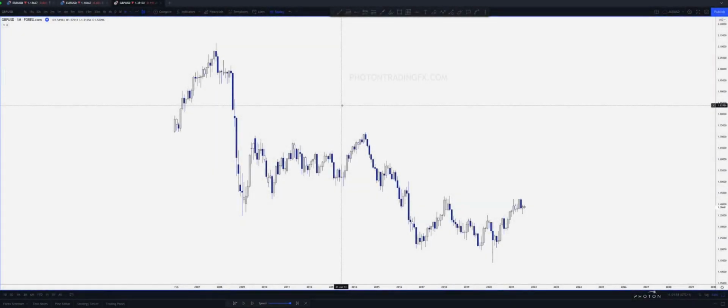All right, so now we're going to do a walkthrough on pound dollar. One thing I just want to preface before we dive into this, as you'll see tons of examples of this: pound dollar absolutely loves to sweep liquidity, and it loves to have inducement before it zones, right?